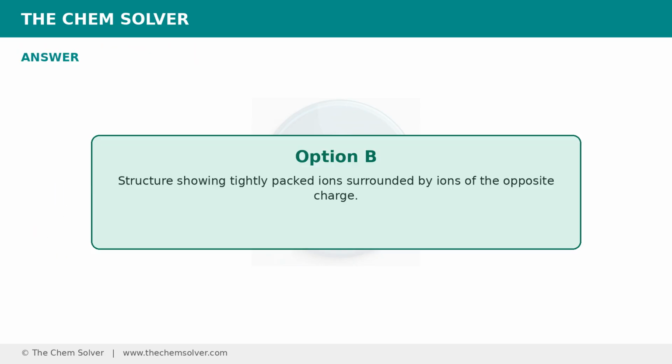The correct answer is option B, structure showing tightly packed ions surrounded by ions of the opposite charge.